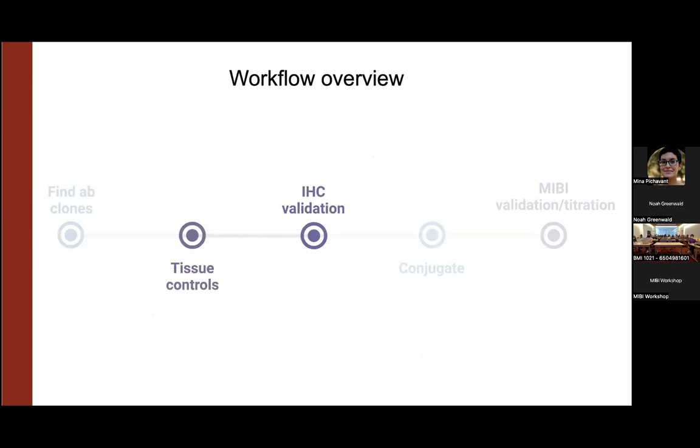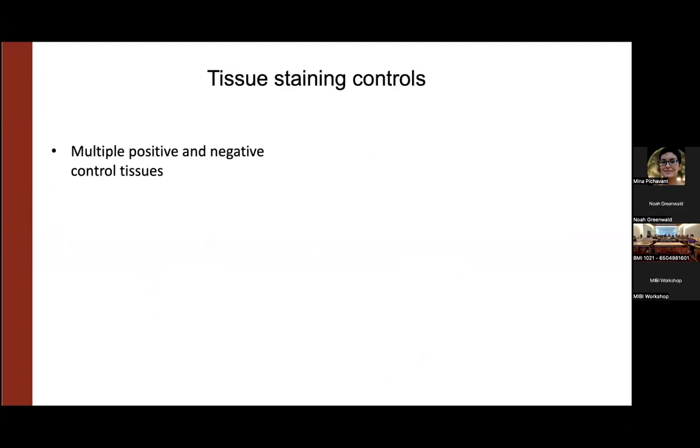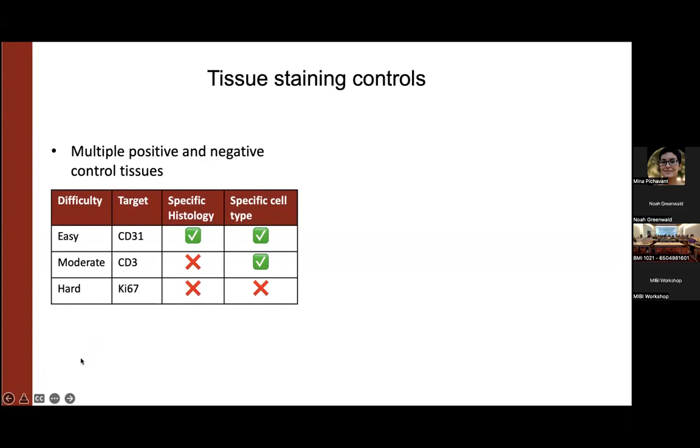So now that you've found your antibody clones, how do you go about validating? Well, one of the important things is to make sure that you have enough positive and negative control tissues, and this becomes more and more important the more difficult the IHC is to validate. So I'll go through a few examples where some markers are very easy to validate, for example CD31.